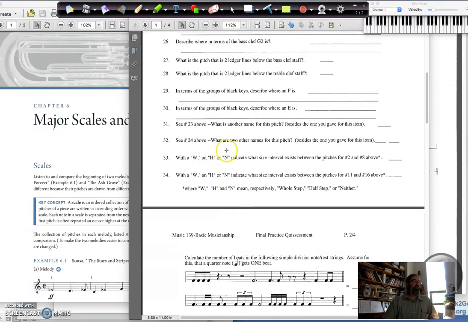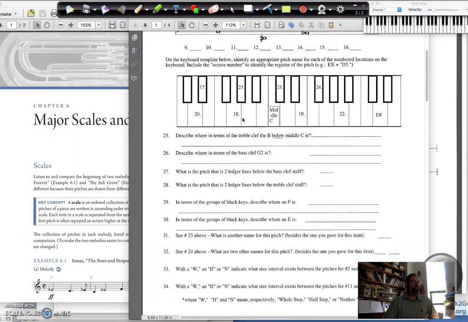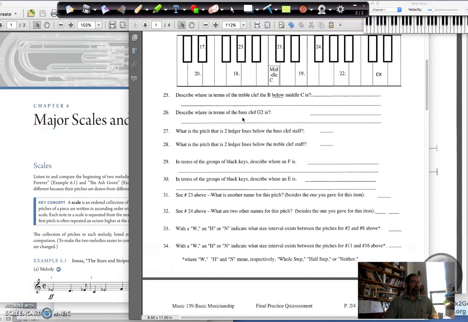So there you go. Now, in terms of the group of black keys, describe where an F is. You get a little keyboard thing here. And if you know that, say, right here is an F, right next to 19 here, describe it in terms of the groups of black keys. We have pairs of black keys, and we have triolets of black keys. So group of 3 black keys, group of 2 black keys. It's nearest to the group of 3 black keys, and it's on the left. So I would just say it's on the left of the group of 3 black keys.